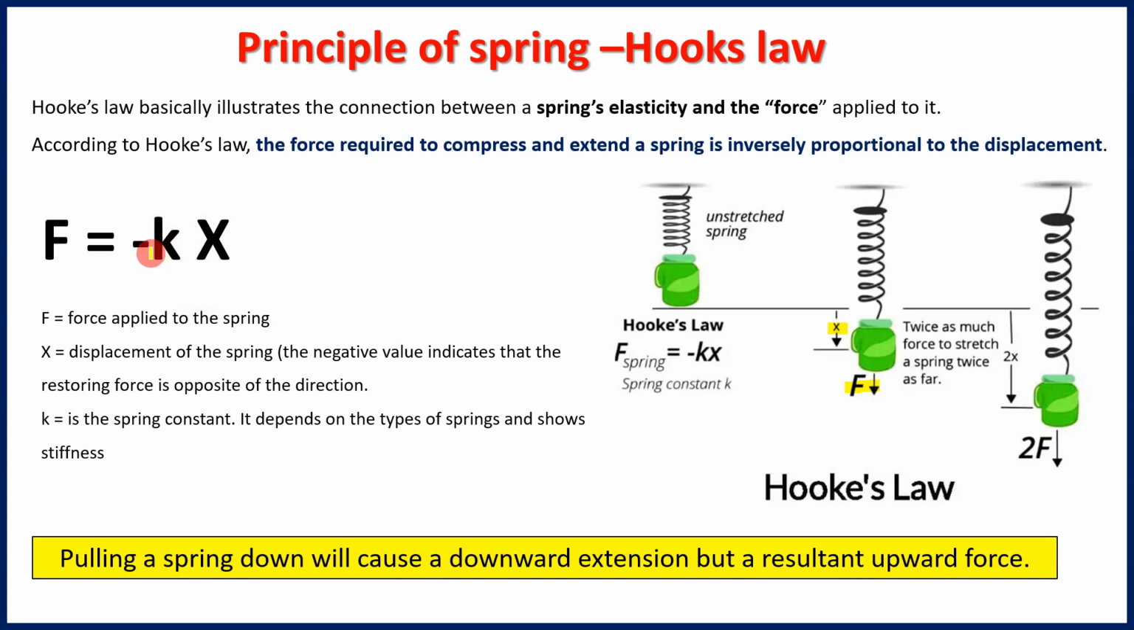And the minus sign is there because the force is applied in this direction, but due to the elastic property, the spring experiences a restoring force, and that restoring force is in the opposite direction of the applied force. That's why the minus sign is given here. K represents the stiffness of the spring, how stiff the spring is, and that stiffness is generally based on the material of the spring.